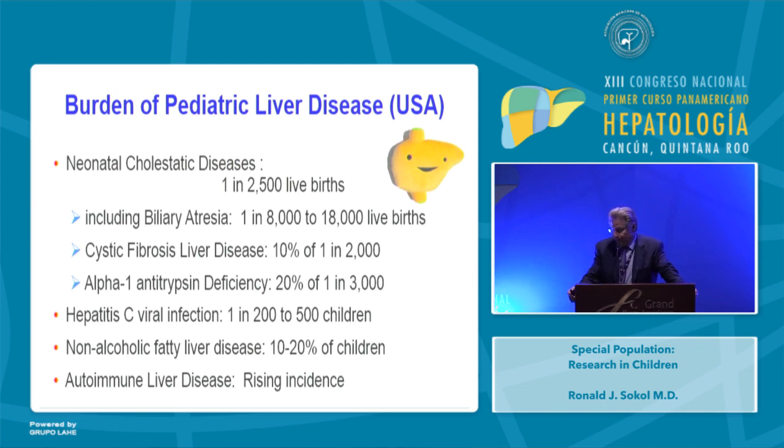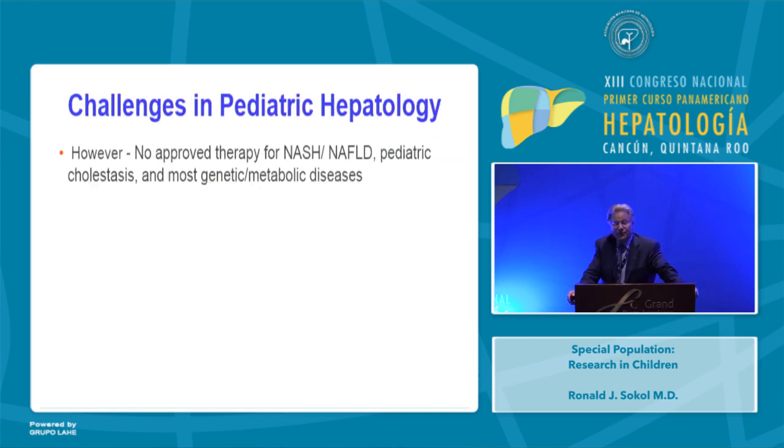So just to give you an idea here, the burden of pediatric liver disease: roughly 1 in 2,500 live births results in a child with direct hyperbilirubinemia, or what we call cholestasis. Biliary atresia is perhaps the most common disease. It's still about 1 in 10,000, which makes it a rare disease. Cystic fibrosis liver disease is a bit more common. Alpha-1 antitrypsin deficiency in the right population is about 1 in 2,000, but only 20% of those patients develop cholestatic liver disease in infancy. 10 to 20% of children will have some variation of fatty liver disease, and autoimmune liver diseases are clearly on the rise in children as they are in adults.